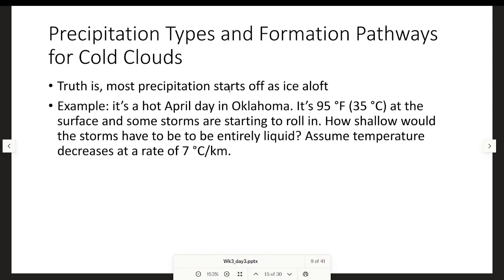Precipitation types and formation pathways for cold clouds. The truth is, most precipitation starts as ice aloft. No shocker there, I've said it like 3 times.